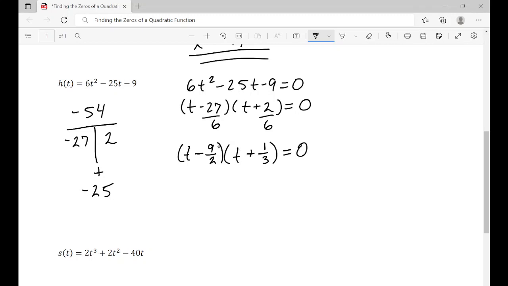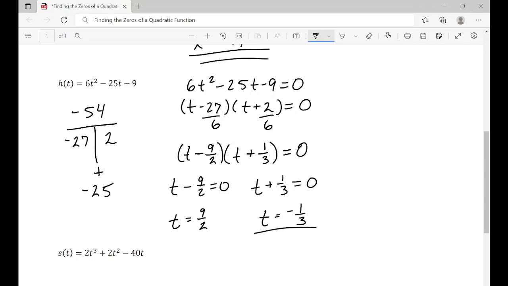And again, just like before, we take each parentheses and set them equal to 0. So t minus 9 halves equals 0, and t plus 1/3 equals 0. Add the 9 halves over, t equals 9 halves, and then subtract the 1/3 over, t equals negative 1/3. And here are our two solutions for this function. These are the zeros.